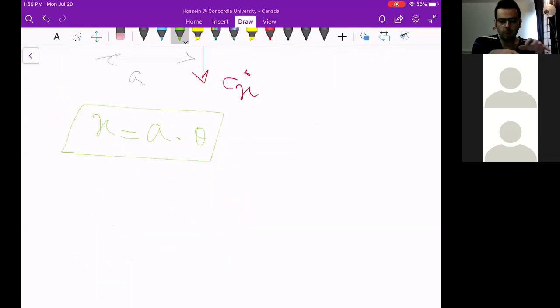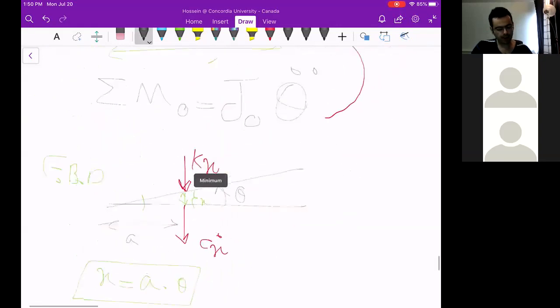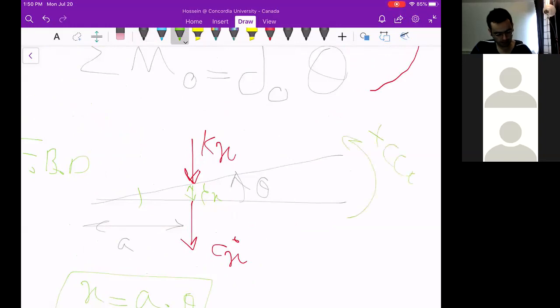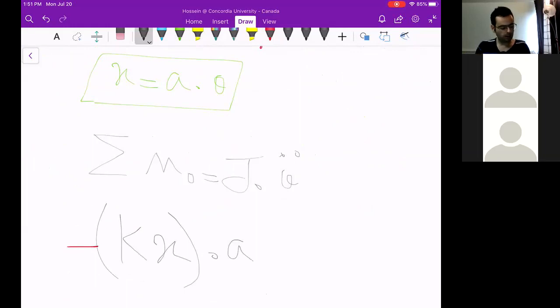So at this point, you can easily apply Euler formula. Summation of momentum around point O is J naught theta double dot. So momentum is force multiplied by the arm. So I'll have a kx force. So this kx will create basically positive momentum around point O, right? So all you have to do is just consider a negative, because multiplication of kx at the arm will create a clockwise momentum. That's why you have to consider a negative for the momentum. So kx, this is the force multiplied by arm. This is a momentum due to the contribution of the spring.